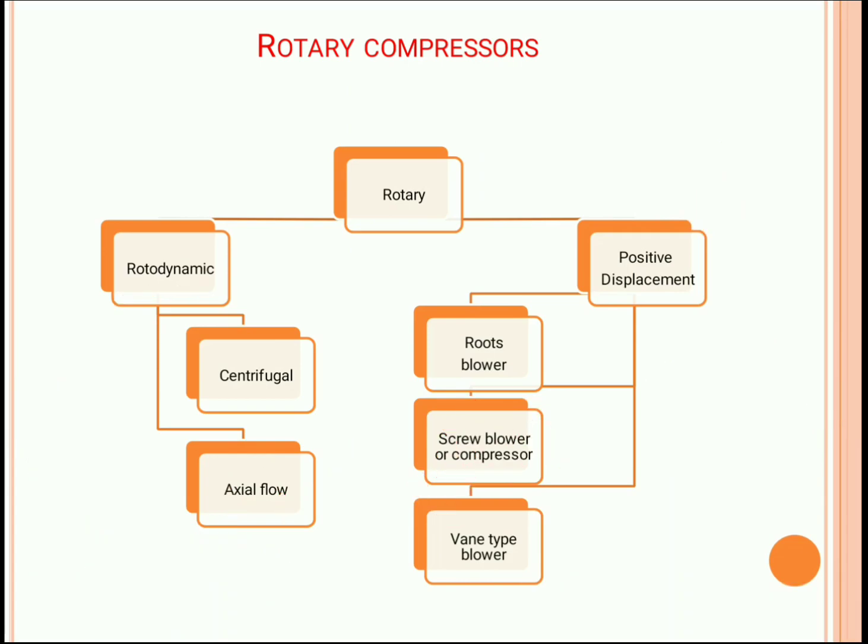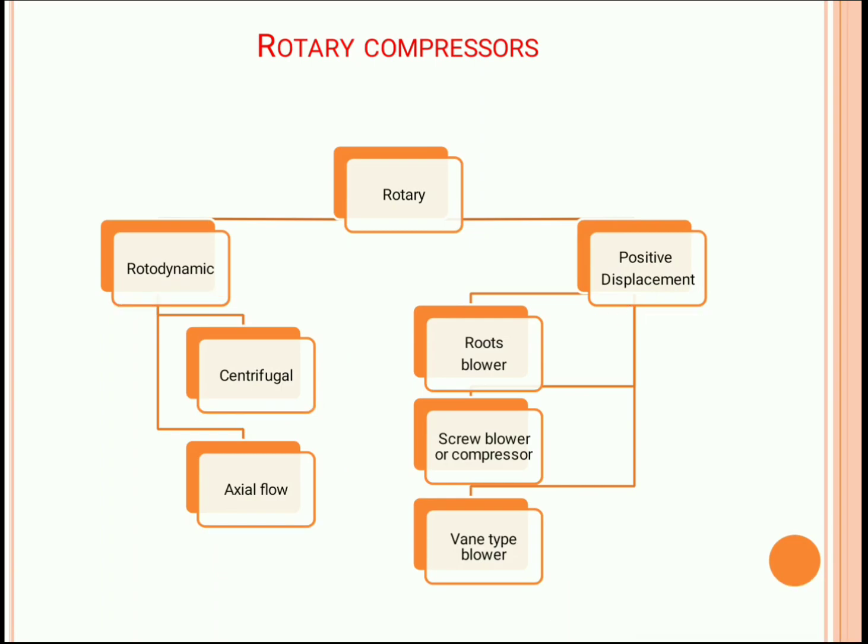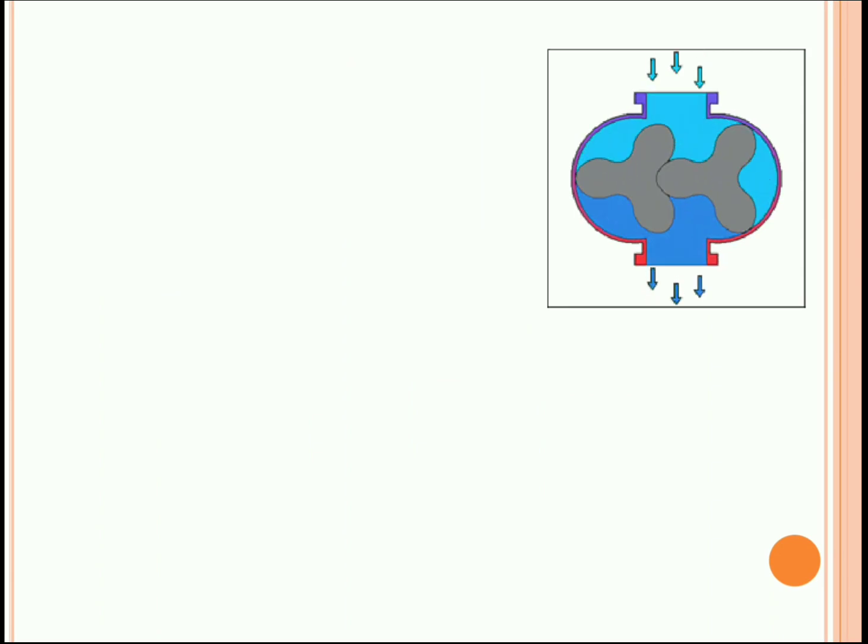Now rotodynamic compressors are classified into two types, centrifugal and axial flow compressor. Whereas positive displacement compressors are classified into three types, root blower, screw compressor and vane type compressor. Let us study the positive displacement compressor first. In the positive displacement compressor, first is the root blower.